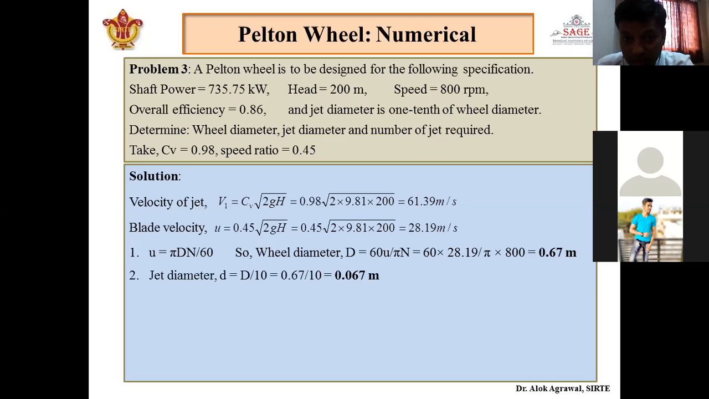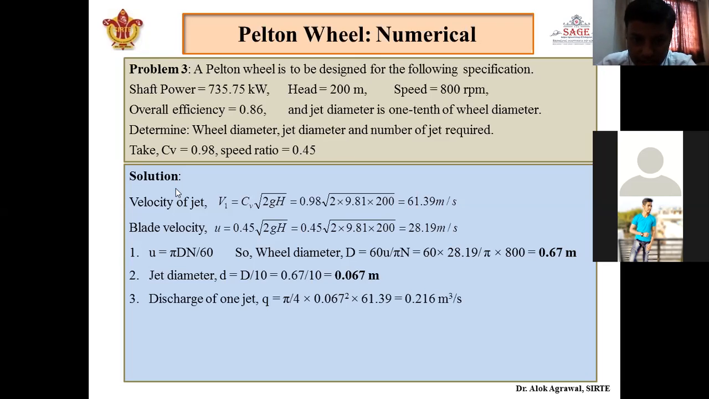The number of jets can be calculated from the total flow rate required. Listen carefully. The total flow rate required to develop this much shaft power, divided by the flow rate of one nozzle or one jet. If we divide the total flow rate by the flow rate of one jet, we get the number of nozzles. So first we have to calculate the flow rate of one jet. Then we calculate the overall flow rate required, and when we divide these two values, we get the number of jets. So it is again very simple.